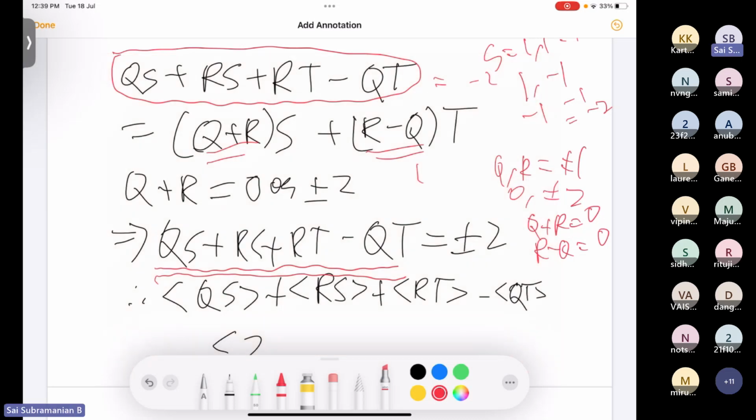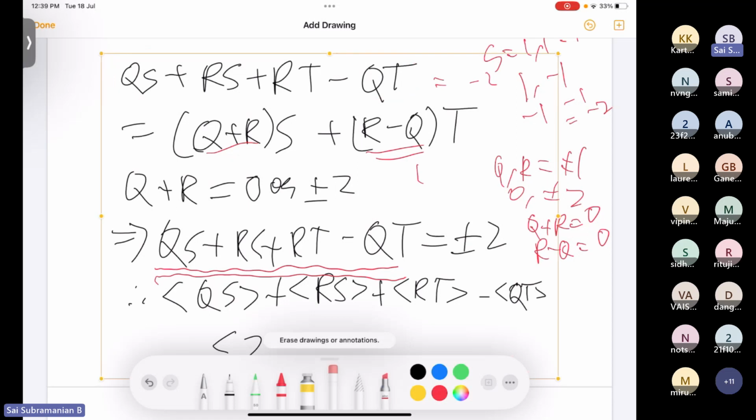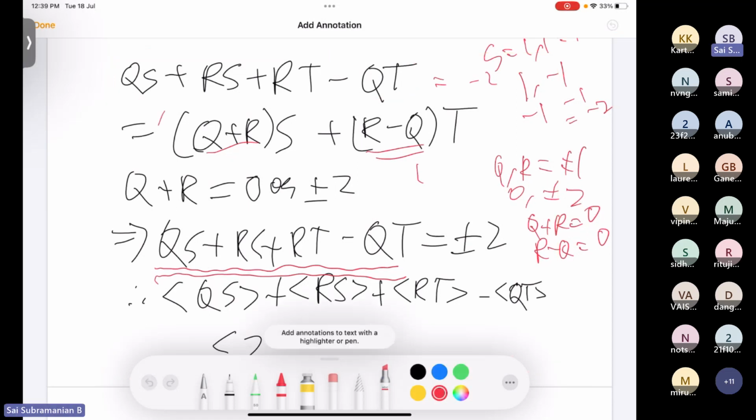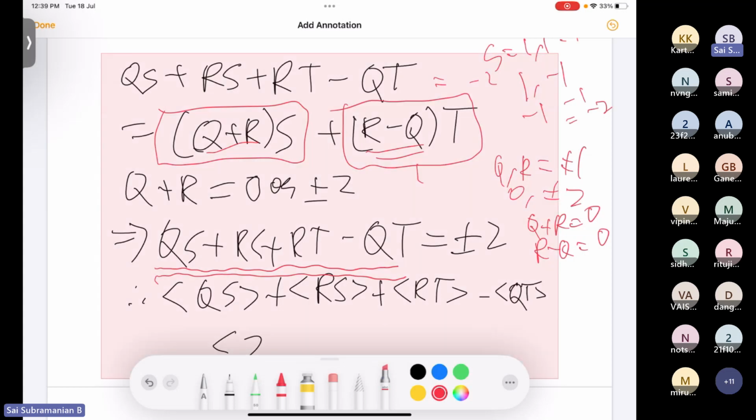I'll just go through the logic one more time. We can simplify into these two terms. One of these two terms has to be 0 because Q plus R or R minus Q has to be 0. And the other term, the bracket is 2 and the outside bracket is 1. So it's going to give plus or minus 2.